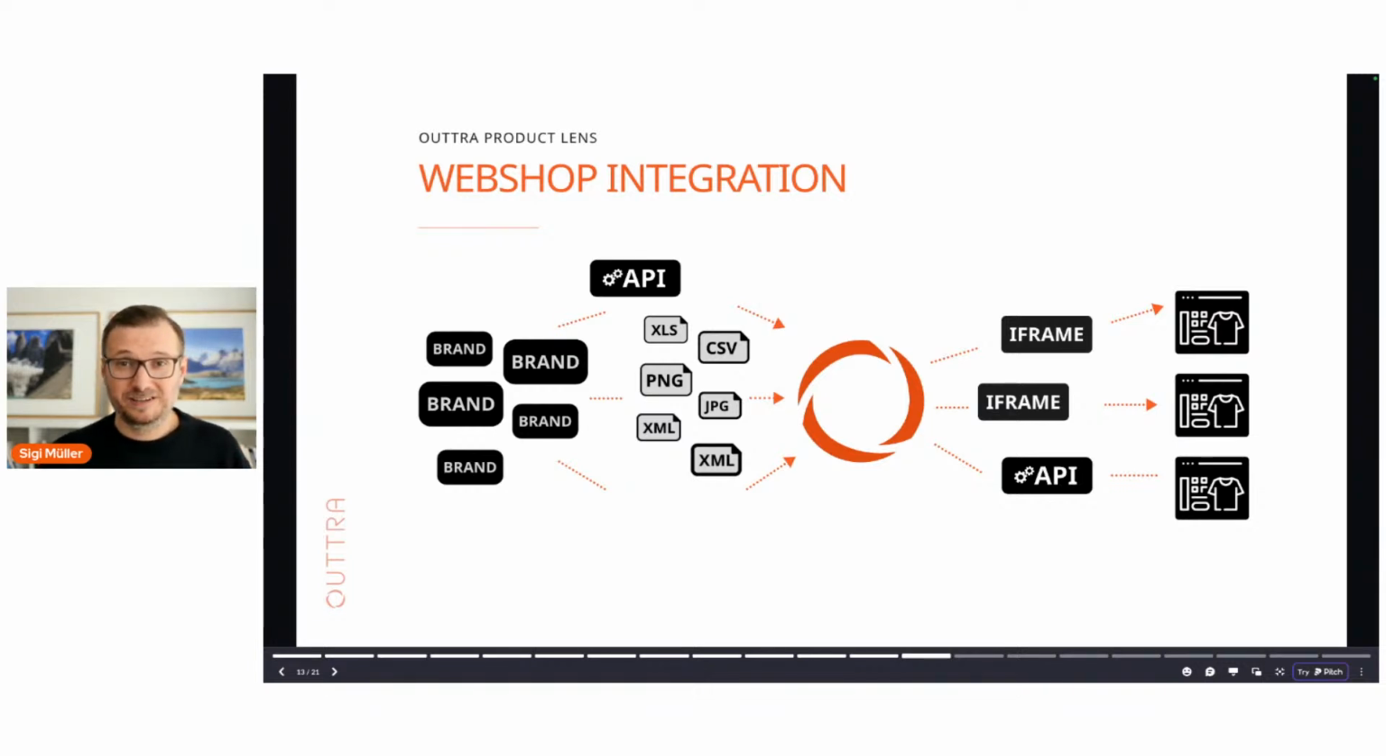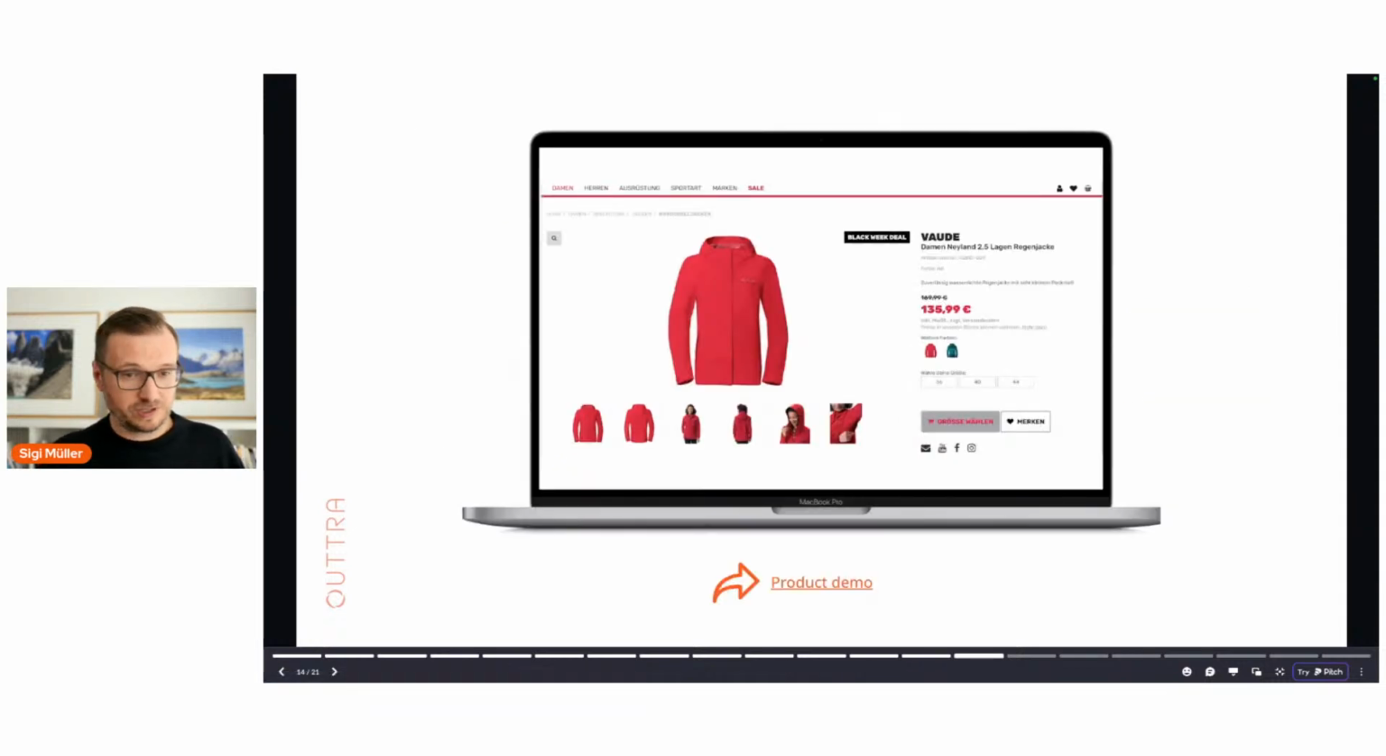That means it is really easy for online retailers to present the content of the brand to their end consumer, and to get the high-end content from the brands to promote this product and make it an emotional presentation of the product. We can do this via iframe. We can also do this via API. If a retailer wants to access this data directly via API, no problem at all. We can do it. So this is a really easy integration. That means it's really easy for online retailers to present it.